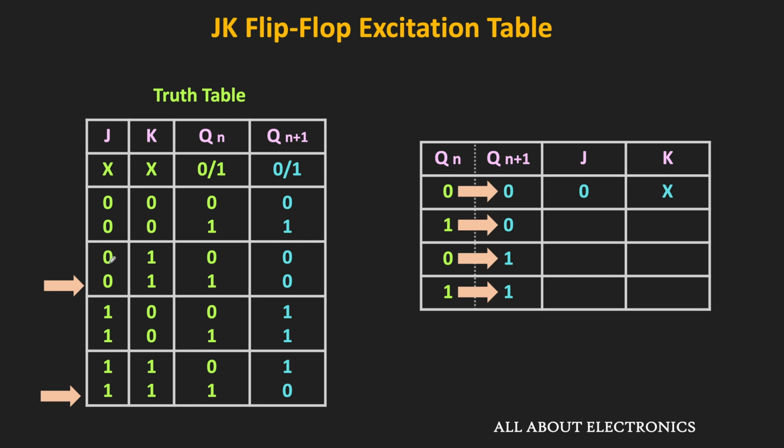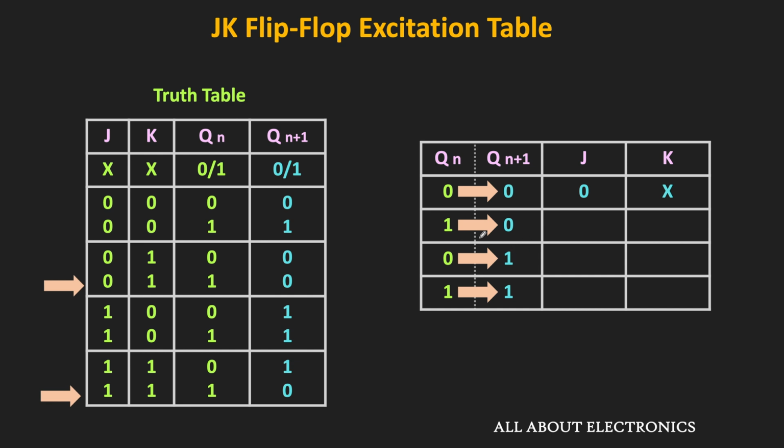So as you know, when this J input is 0 and K is 1, then irrespective of the present state of the flip-flop, it will get reset. That means currently, if this Qn is 1, then in the next state, this Qn plus 1 will be equal to 0. Secondly, when both J and K inputs are 1, then the output of the flip-flop will toggle. That means currently, if this Qn is 1, then in the next state, this Qn plus 1 will become 0. That means for these two input combinations, we will get our desired transition.